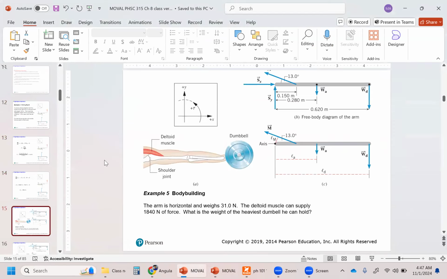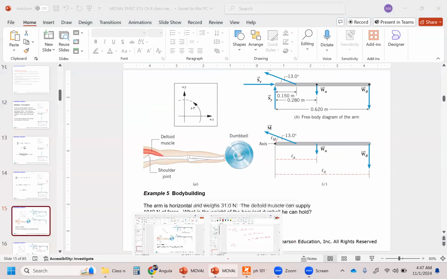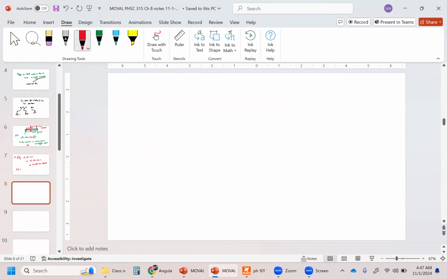Now let's do one more example. You got the arm is horizontal with a weight of 31 newtons. You got a muscle supplying 1800 newtons of force. What is the weight of the heaviest dumbbell that he can hold? All right, let me go ahead and do this example 5.